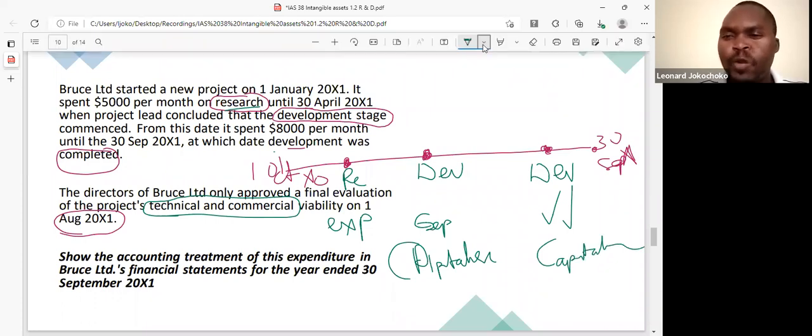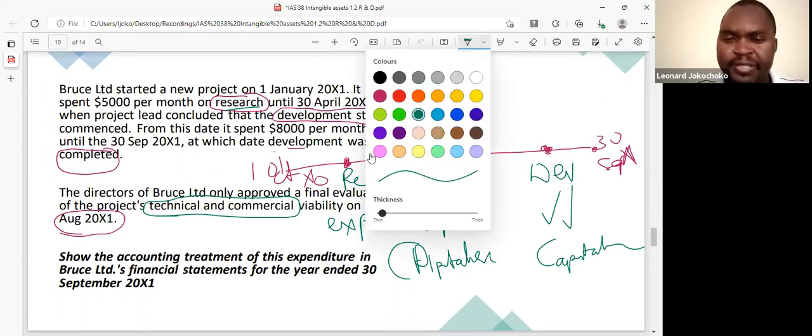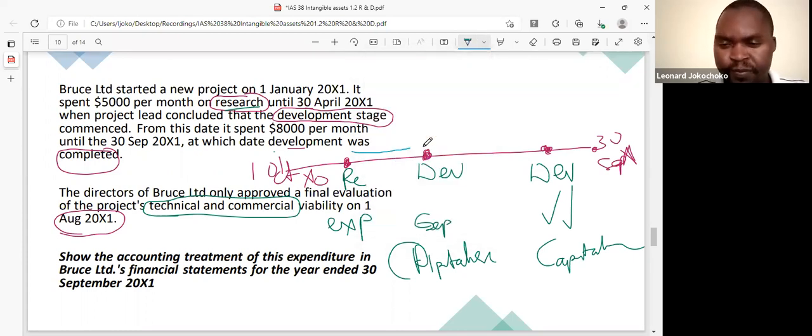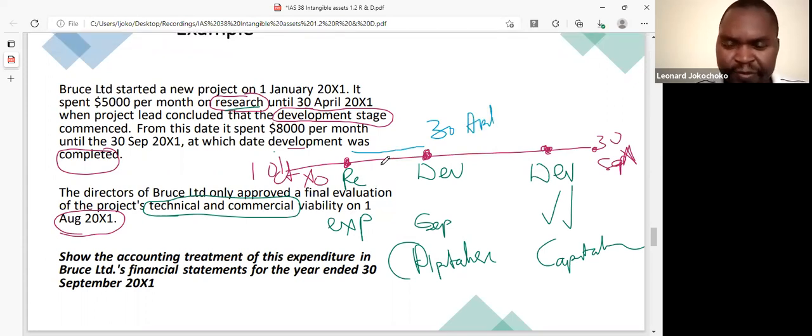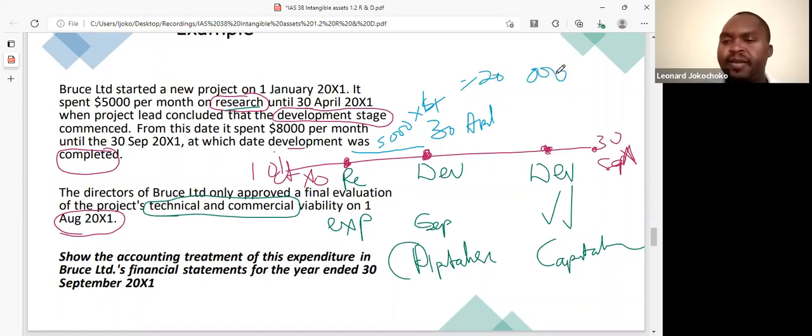Therefore, when I go to quantifying the items, I know that from January to the second date, which is 3rd April, I've got 4 months there. I was paying $5,000 every month. And for those 4 months, because it's a research expense, 5,000 times 4 will give me $20,000. This is a research expense. It goes to the profit account as an expense.